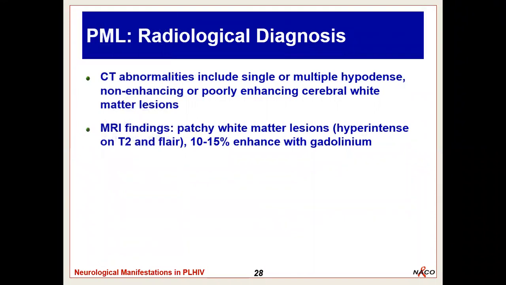The CT typically shows non-enhancing or poorly enhancing white matter lesions. So that's something important for us to keep in mind. MRI findings are patchy white matter lesions, and in 10 to 15% of cases you can see a bit of enhancement with gadolinium.